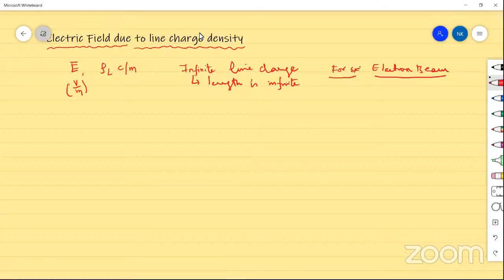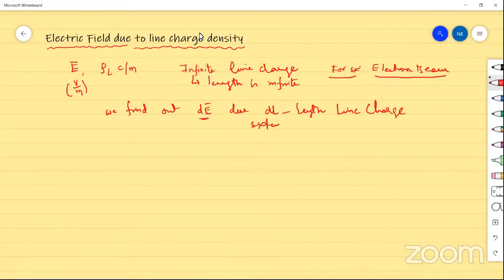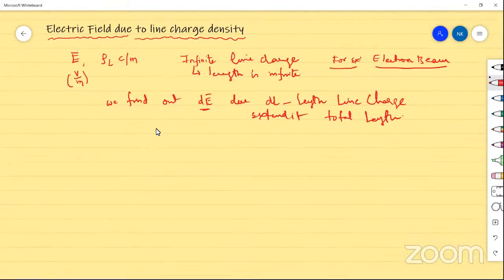And first thing is we will find out the E bar, that is find out dE bar due to dl length line charge, and extend it to total length. Okay, this is the normal procedure that we follow.